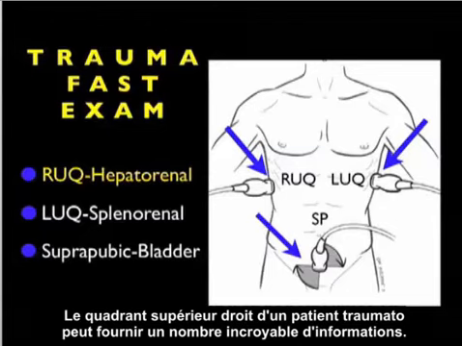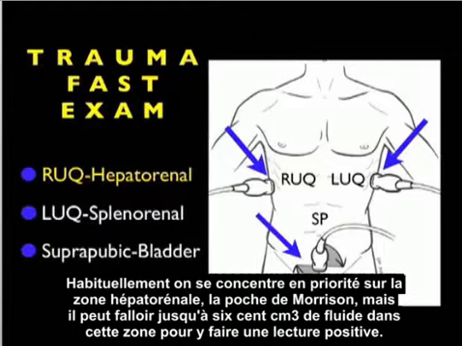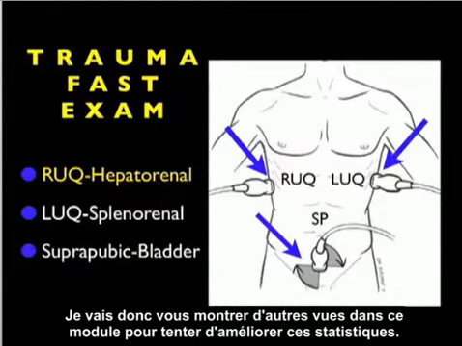There's a tremendous amount of information we can gain by looking closely into the right upper quadrant area in our trauma patient. Traditionally, it's been emphasized that the hepatorenal area, or Morrison's pouch view, is the primary target for the right upper quadrant, but it can take up to 600 cc's of fluid to make a positive exam if only looking into that area. So I'll show some alternative views in this module that can help us to possibly improve on that number.